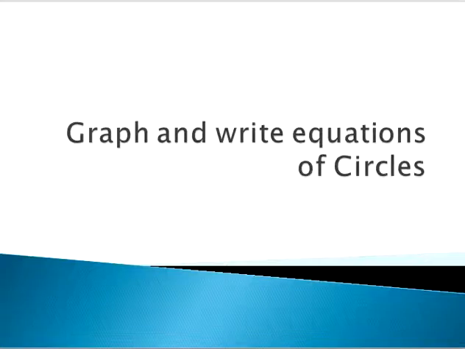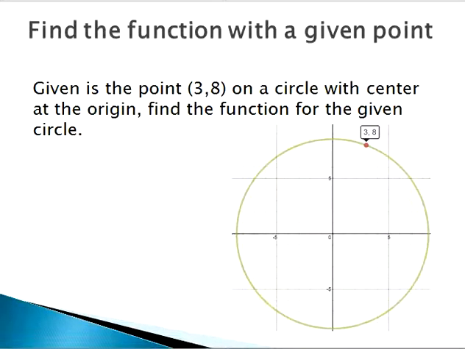All right, we are going to look at finding a function with a given point. Given the point (3, 8) on a circle with center at the origin, find the function for the given circle. For all of the circles that we're looking at right now, the center is the origin, (0, 0). And we don't look at a different one yet. So (3, 8) is on our circle.